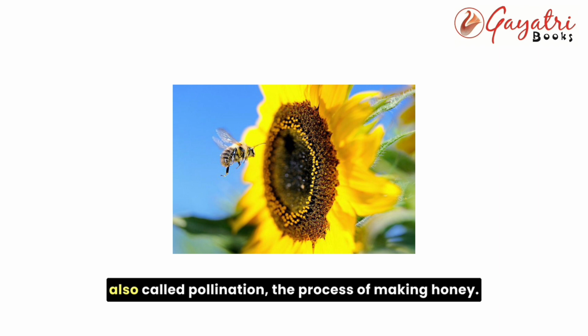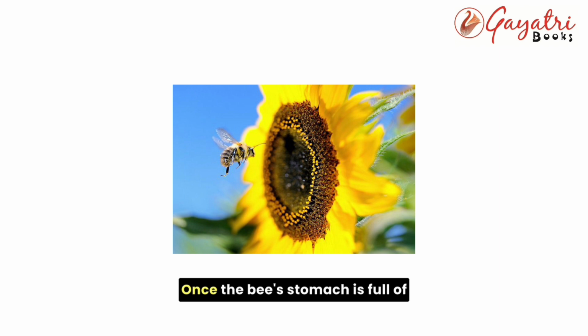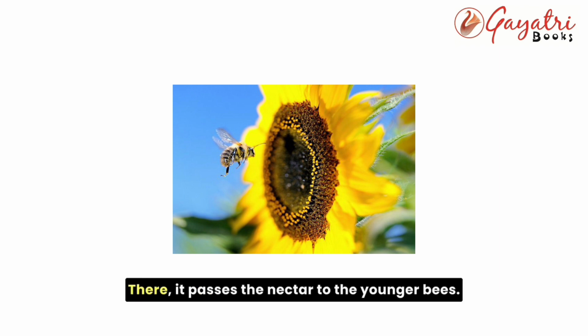The process of making honey: a bee sucks nectar from a flower with the help of its tube-like mouth. The nectar goes into its stomach. Nectar is rich in sugar and serves as food for the bee. Once the bee's stomach is full of nectar, it goes back to the hive. There it passes the nectar to the younger bees.